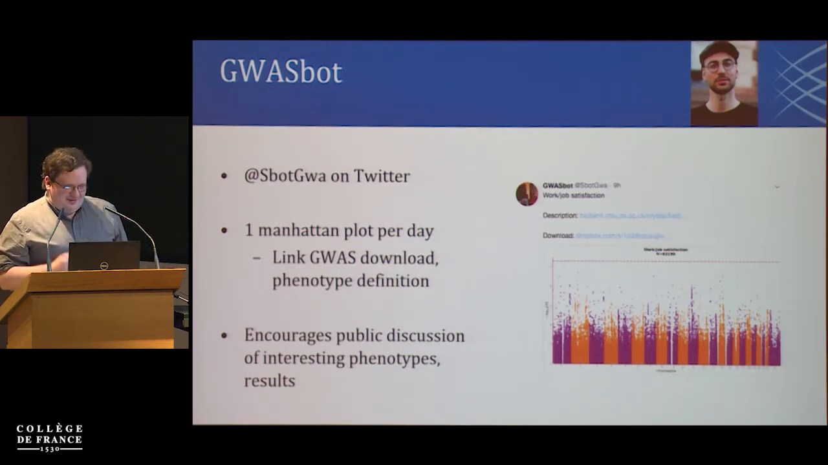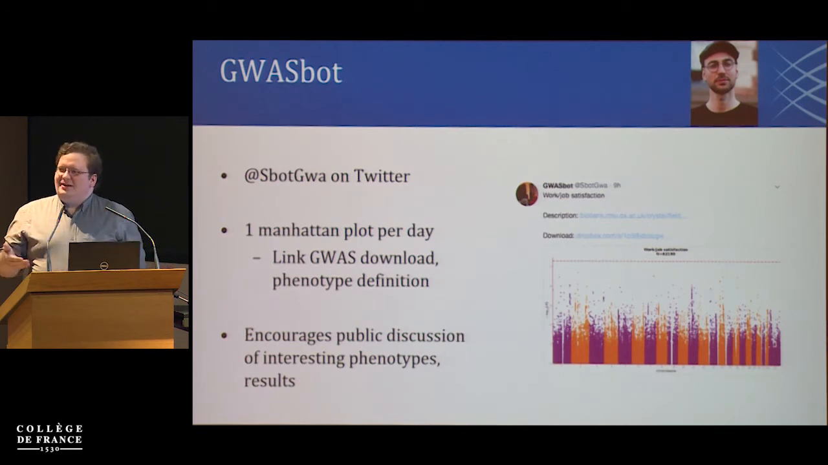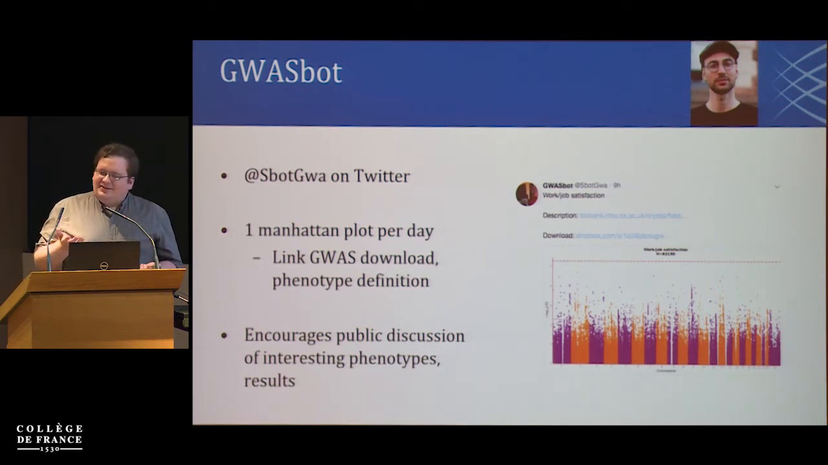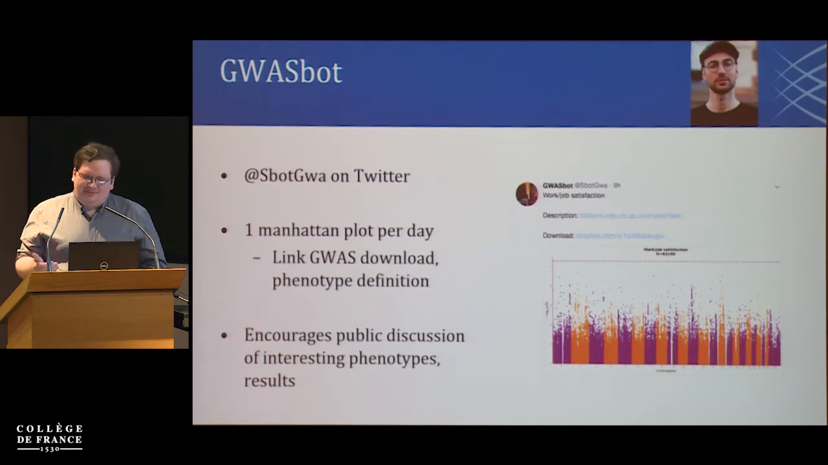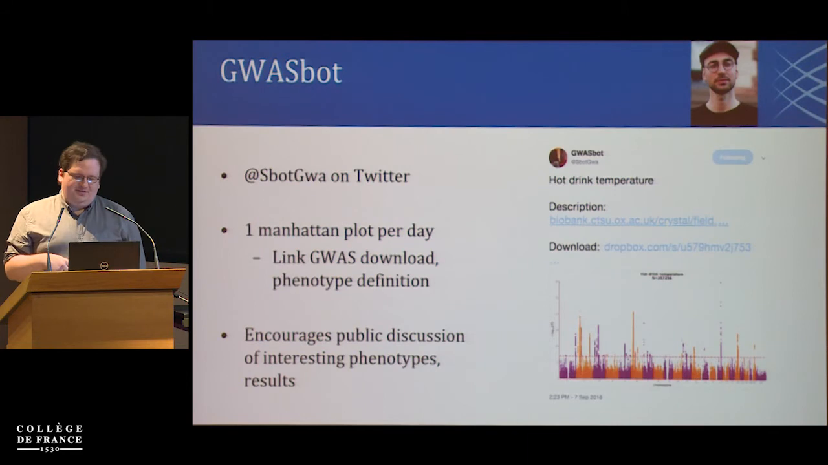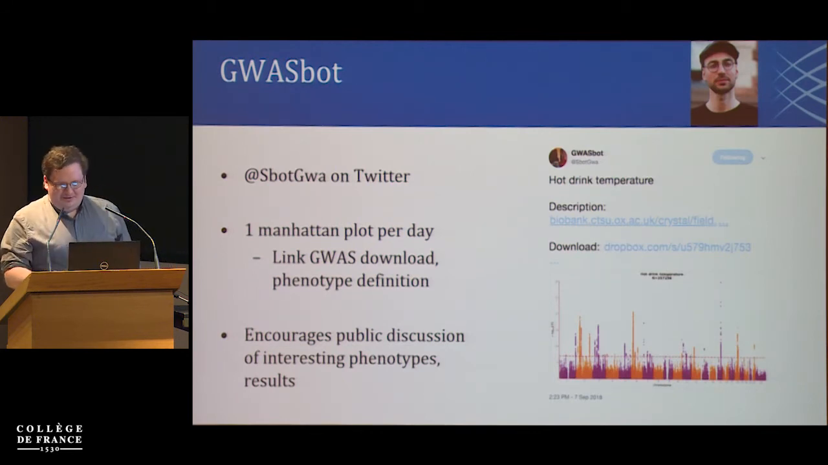One of those efforts, led by another postdoc in the group, Andrea Ganna, was to simply set up a Twitter account that put out one of these plots a day. Today's, you can find it on Twitter, is on work and job satisfaction. It's not a phenotype that finds anything, but it's there, one a day, with a link to where you can get a copy of the data and to the place in the showcase where you can see the definition for this phenotype, what the actual question asked was, how the variable was coded, all those kinds of things. And we found that this has actually been useful for encouraging public discussion.